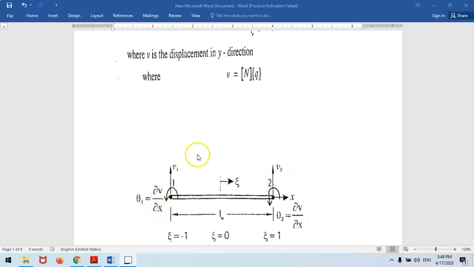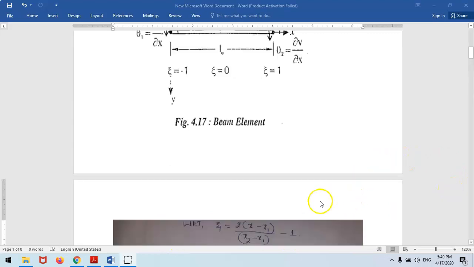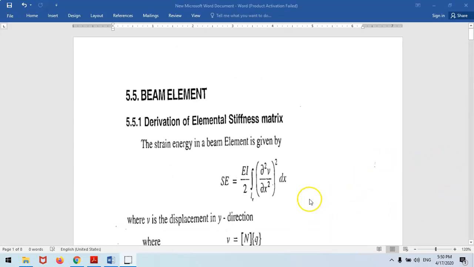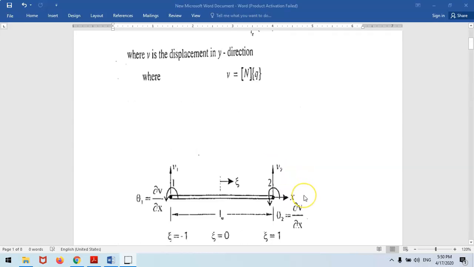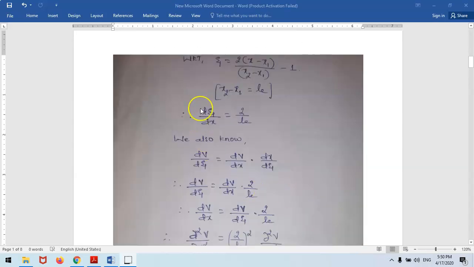And dou v by dou x is nothing but theta 1 and theta 2. And the limits which we are using here are zeta equals -1 and zeta equals +1. This is the limit of this beam element. To get the strain energy value, dou square v by dou x square is necessary. That we will find out. Here are the steps.